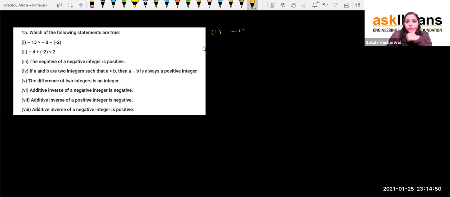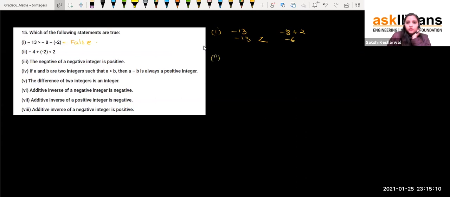So can I solve this, minus 13 minus of 8? It will be plus 2, right? So this is equal to minus 13, and this will be minus 6. So which one is greater? This one is greater, right? So this one is false. Now see the second part.